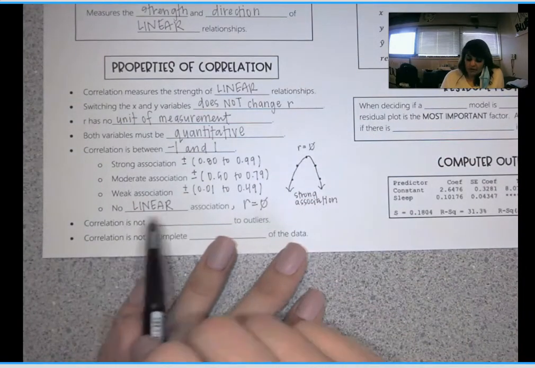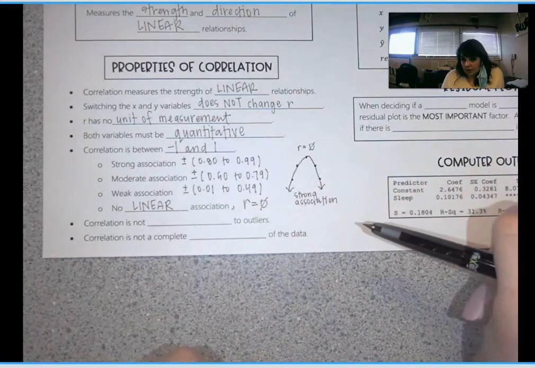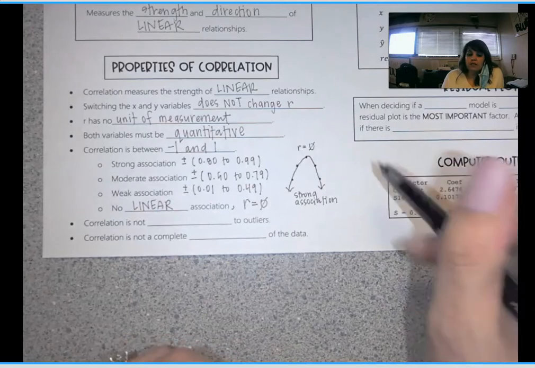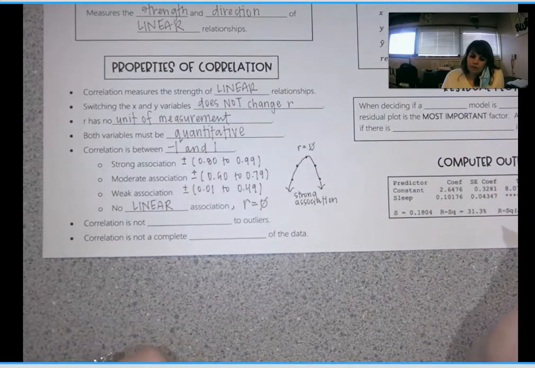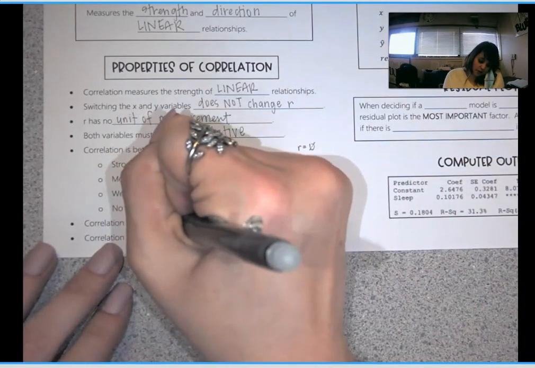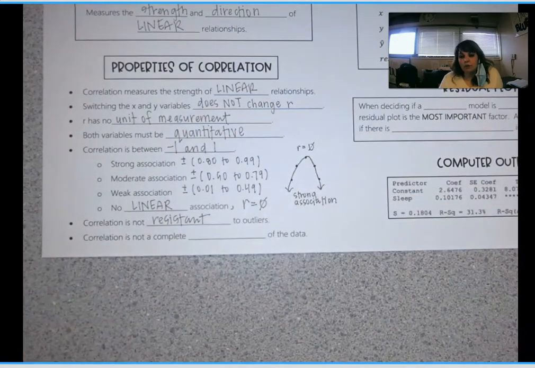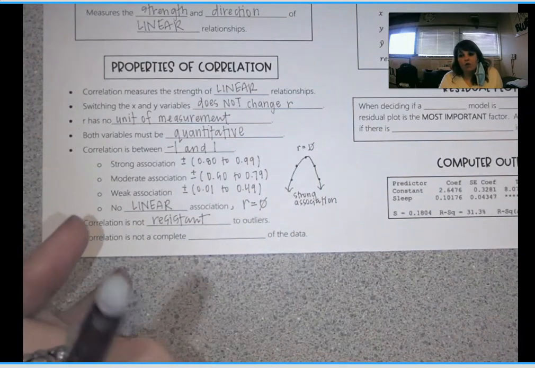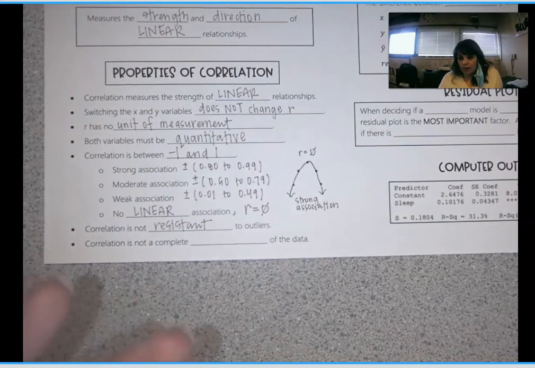So we have to make sure that we distinguish. R equals 0 doesn't mean there's no relationship at all. What it means is there is no linear relationship. Okay, we're down to our last two. Correlation is not resistant to outliers. So that's our influential points lesson. So notice once again, this is an overview, not all the details. We had a whole lesson on this bullet point, but in this overview, it's just one bullet point.